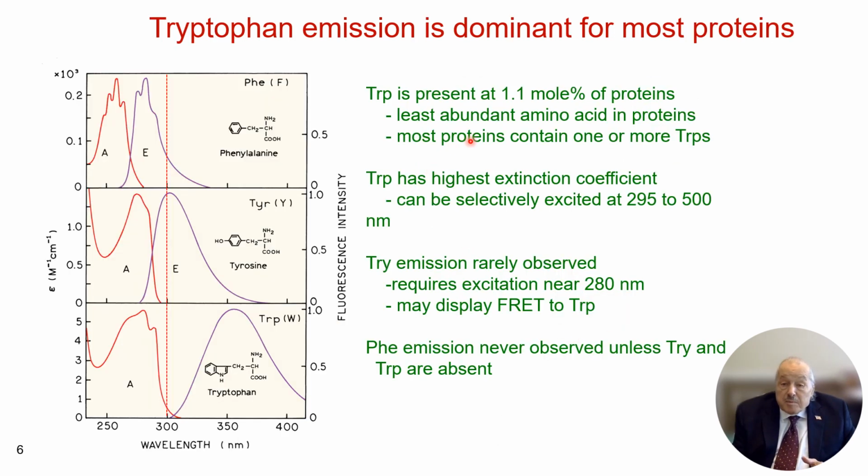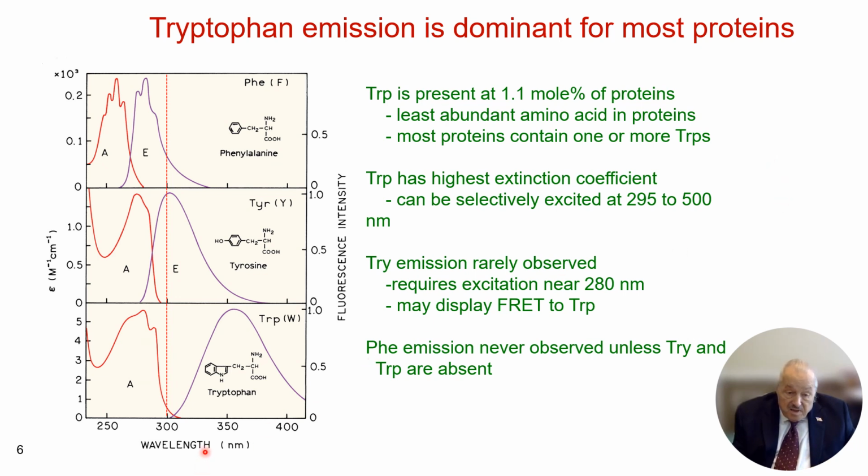Tryptophan is present in a relatively small percentage, 1.1 mol percent in proteins. It's the least abundant of all the amino acids, and that's probably good because more tryptophans just result in a more confusing signal. And most proteins contain more than one tryptophan.